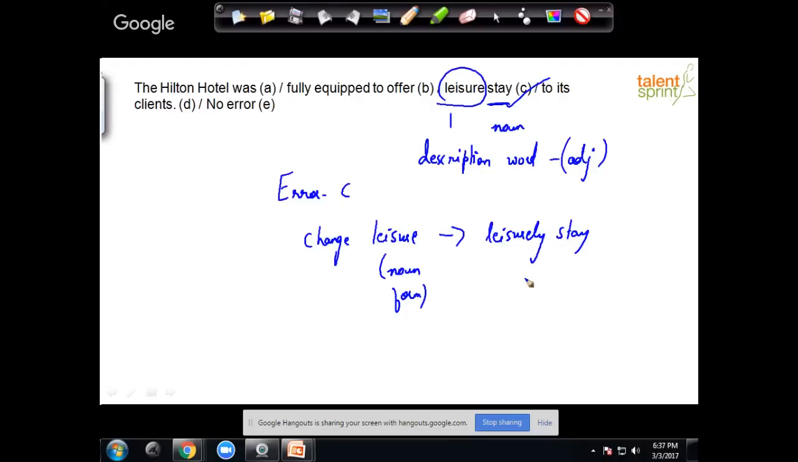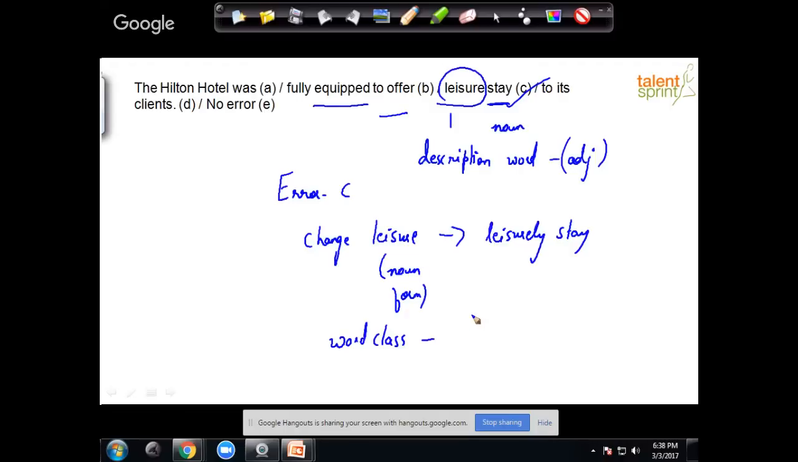Are you following? So you don't need to, yes, equipped can be followed by with, but in this context, equipped gives you that meaning already. Equipped means they have what it takes. The Hilton Hotel was fully equipped. What? To do what? To offer leisurely stay to its clients. So this sort of an error, right? These sort of errors are basically errors pertaining to word class. What's a word class? One word having different forms, right?